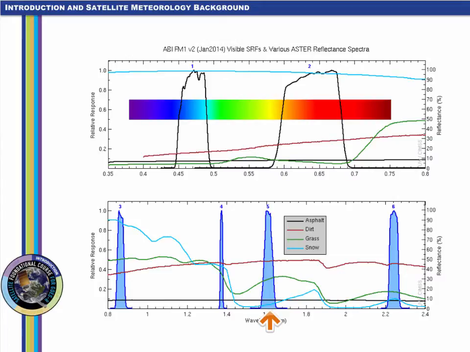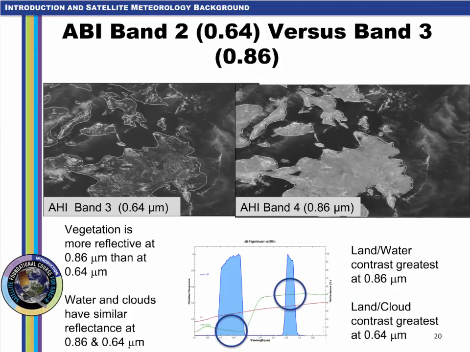These differences can be played off one another to highlight features in either difference fields, or in RGBs, or in simple comparisons, visual inspection of the 2 bands. In band 3, the veggie band on ABI, the 0.86 microns, green vegetation is far more reflective than in the visible channel. Thus, this band excels in distinguishing between land and water.